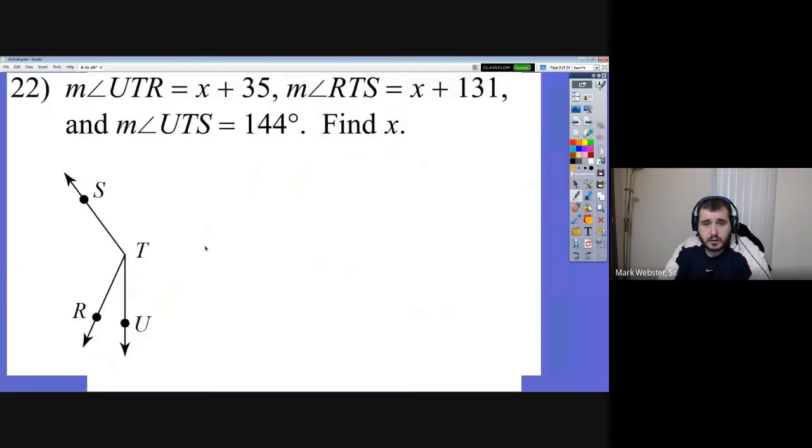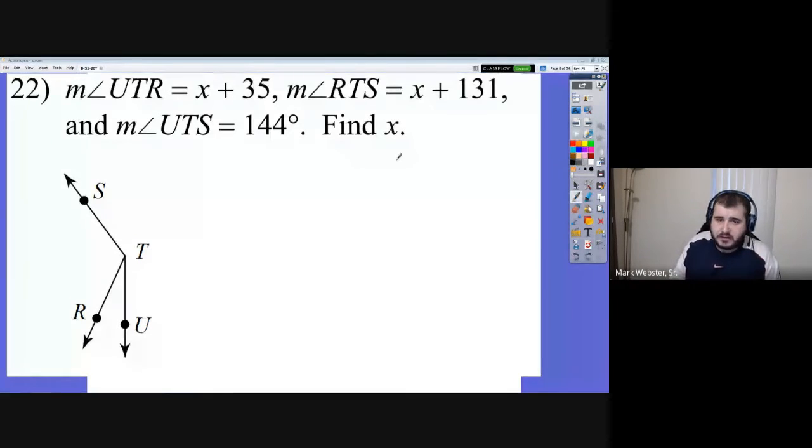Okay. Give this one a try on your own. So what did we get? Okay, so we got two people who got negative 11. Let's look at negative 11 and let's see if negative 11 makes it right. So negative 11 is x. Then we're going to put negative 11 here and here.